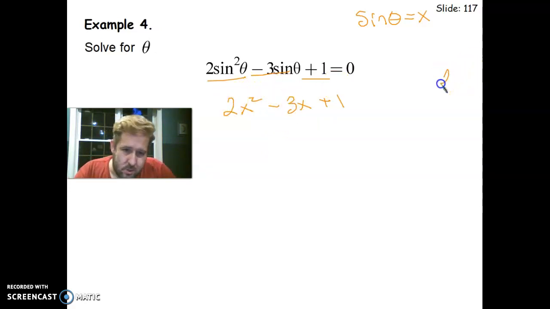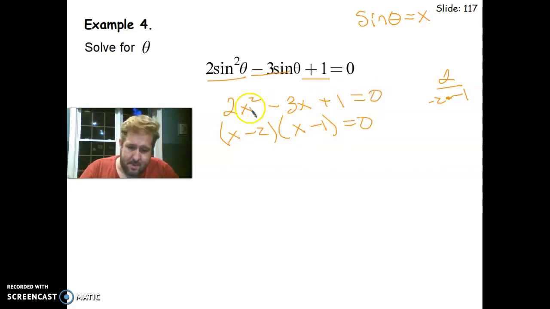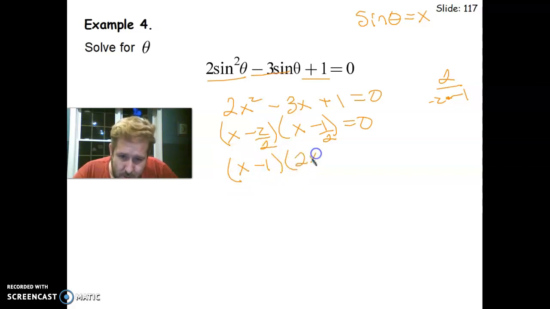Because 2 times 1 is 2. I'm looking for factors of 2 that also add up to negative 3. So that's negative 2 times negative 1, actually. So there we go. So we have x minus 2 times x minus 1 equals 0. This is the same thing as this. And then I have to divide. Forgot, I have to divide by the leading coefficient. Sorry, so then that gives me x minus 1 times 2x minus 1.